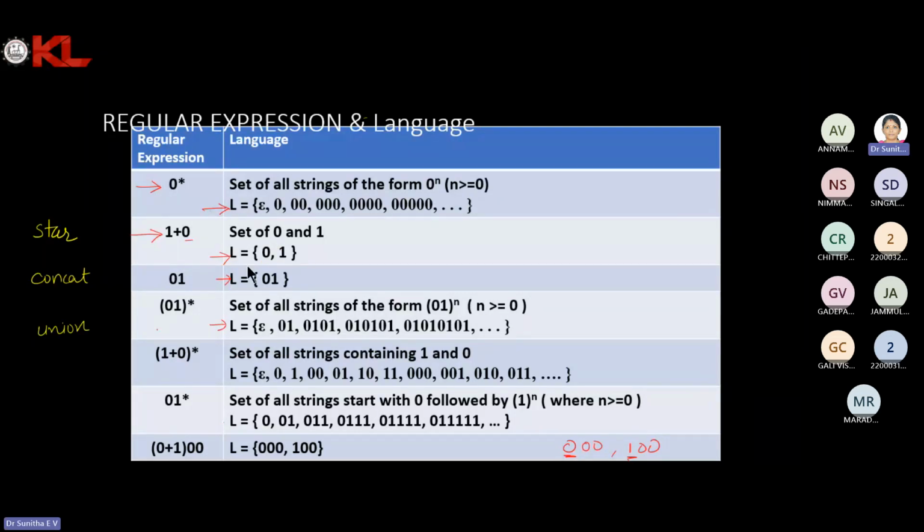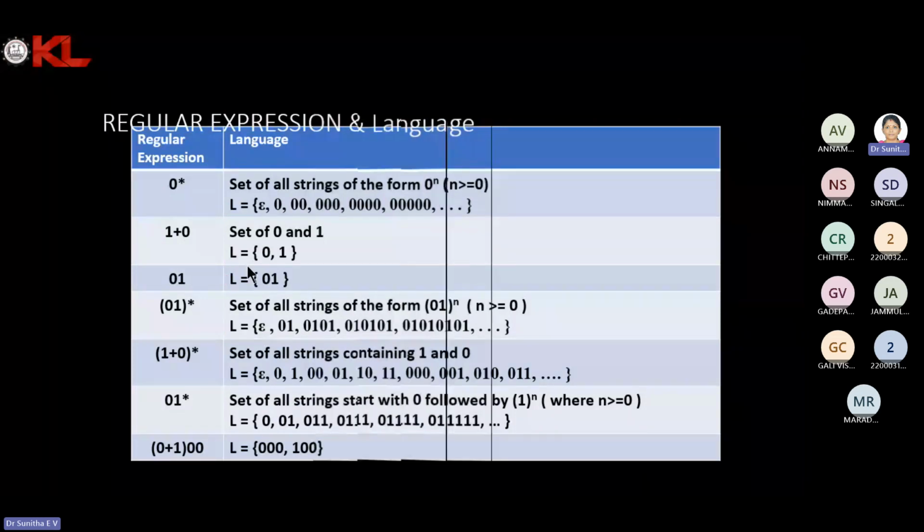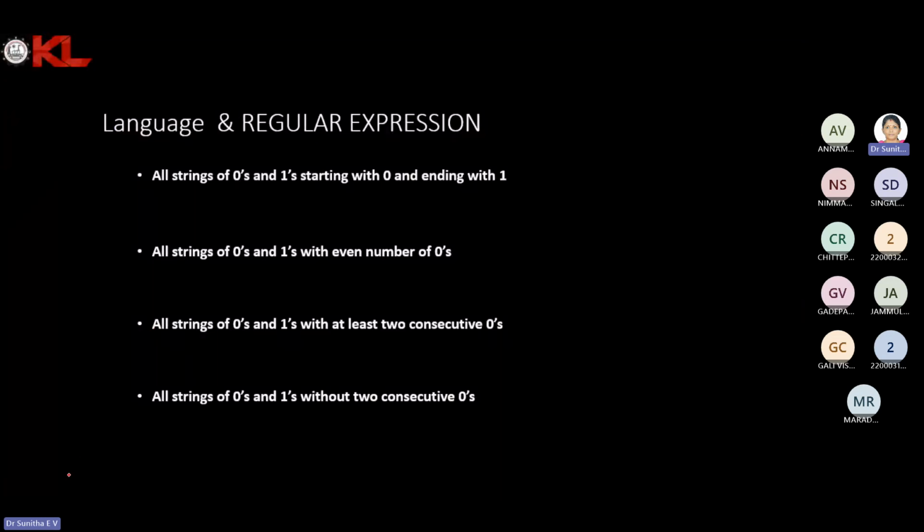Now the reverse: if a language is given, can we write the regular expression? A few languages are given here. The first language is the set of all strings of zeros and ones starting with 0 and ending with 1. So sigma is {0, 1}, the string can contain only 0 and 1. It should start with 0 and end with 1, and in between you can have any string of 0 and 1.